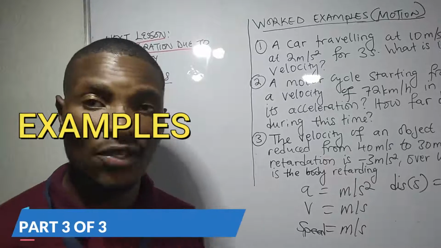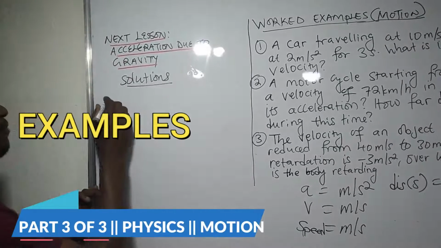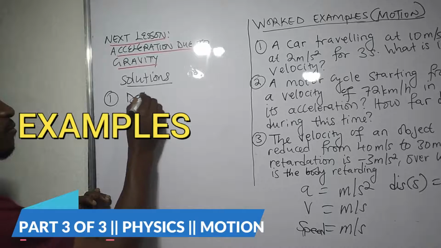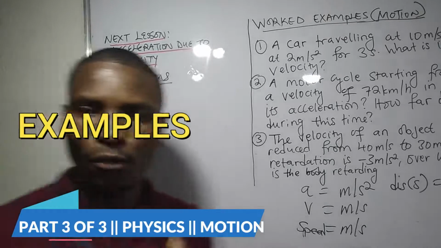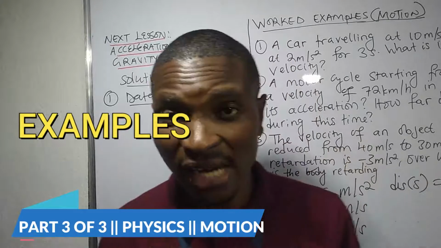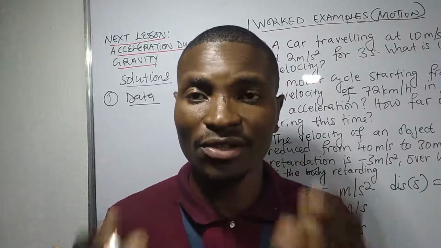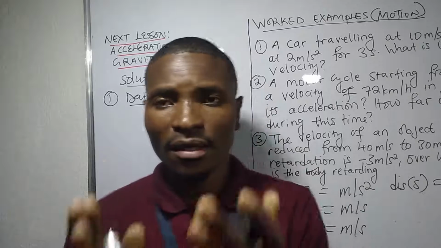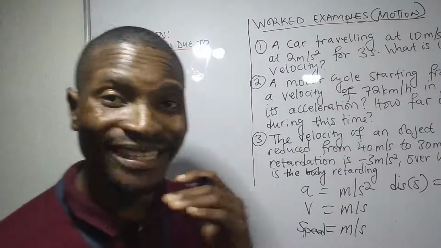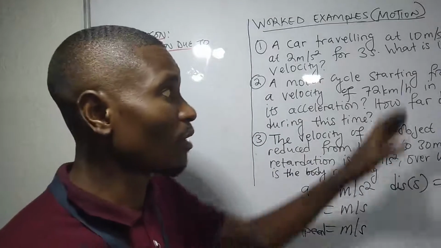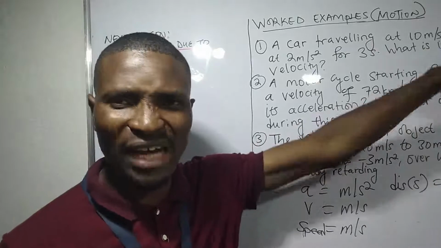Okay, so the first question will be as follows. We need to get the information that you have been provided in the question. So just try to read through the question again so that we can understand what exactly we have been given that we can use to find the final velocity.